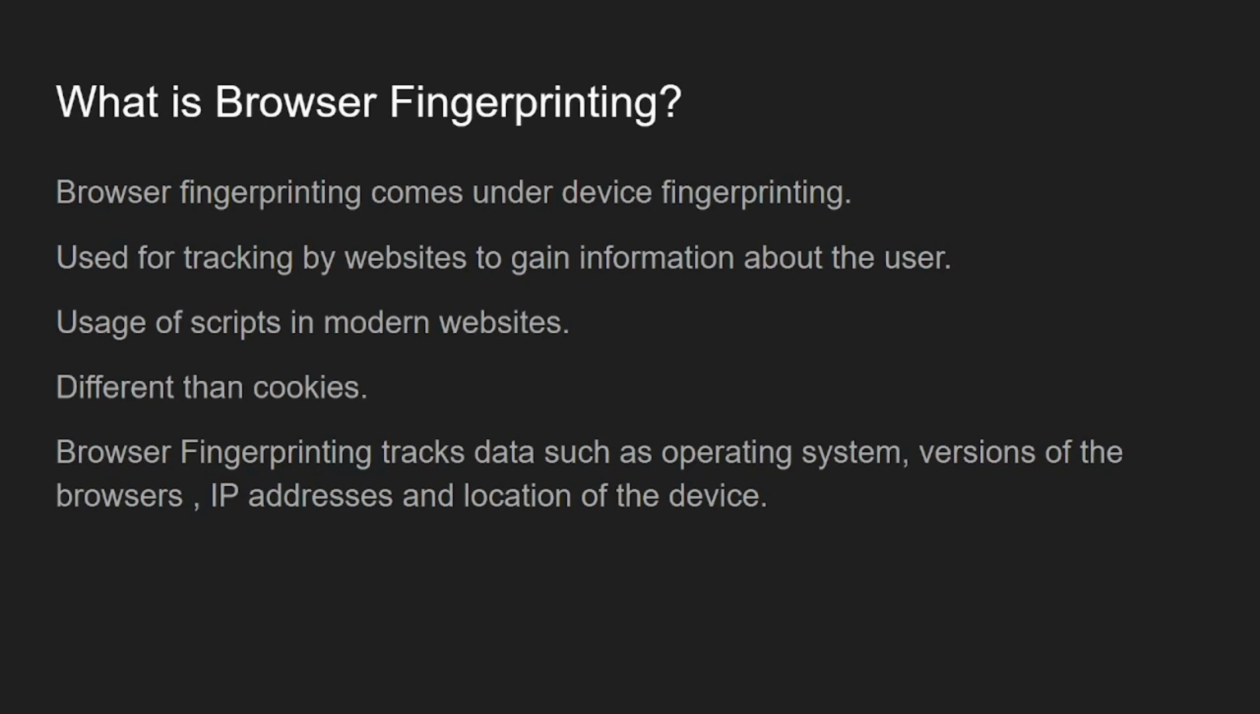And these are different from cookies, because cookies can be turned off or you can disable them, and whenever you visit a web page you see cookies are enabled or they ask you to enable the cookies for the web page to make your experience better. But browser fingerprinting tracks data such as operating system, versions of the browsers, IP addresses, and even the location of the device, and provides a unique device ID to your device.